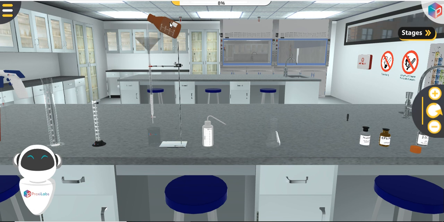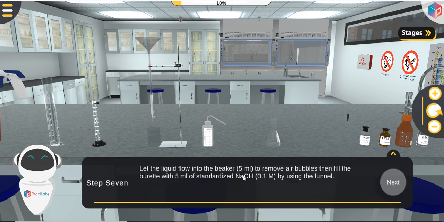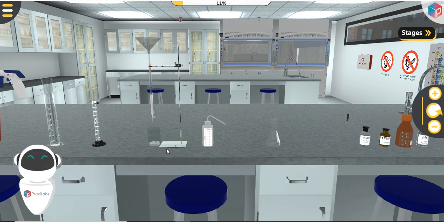All right, awesome. The next step: let the liquid flow into the beaker, 5 ml, to remove air bubbles. Then fill the burette. Let the liquid flow first. You click on it, 5 ml. This instruction says then fill the burette with 5 ml of standardized solution, which means since I let 5 ml out, let me let 5 ml in again. All right. Remember precautions. Take the cover. Great. What do I do next?